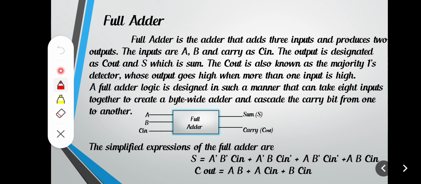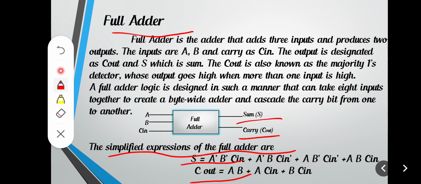In the full adder, this is a combinational circuit which adds two bits and the incoming carry bit and generates the sum and carry bit as the output. So now let's see the logic circuit of this full adder, and the simplified expressions of the full adder, which are the expression of sum and the expression of carry out.